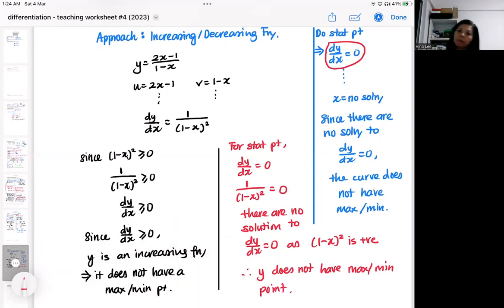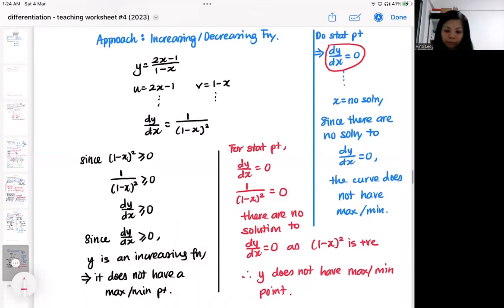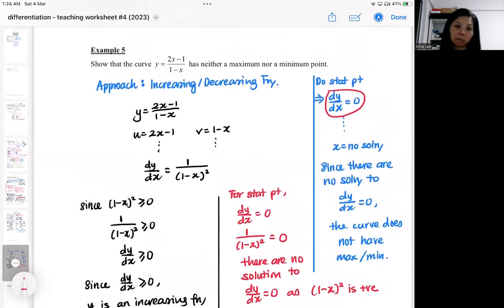So you can approach it by the increasing or decreasing function way, or you can do a dy dx equal to 0 and end up with no solution. That's the way we explain why the equation doesn't have a stationary point. It can be quite a common question. So you execute your stationary point and you get no solution, or you can go by the increasing or decreasing function approach.